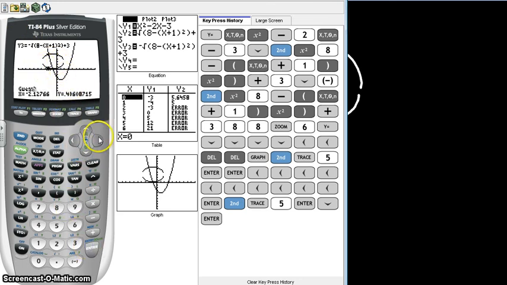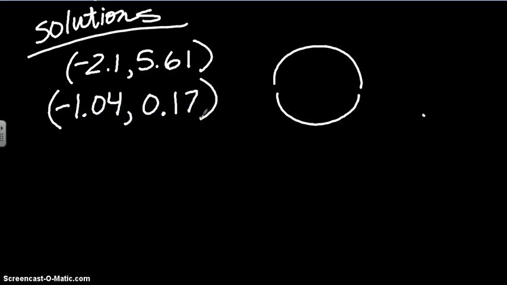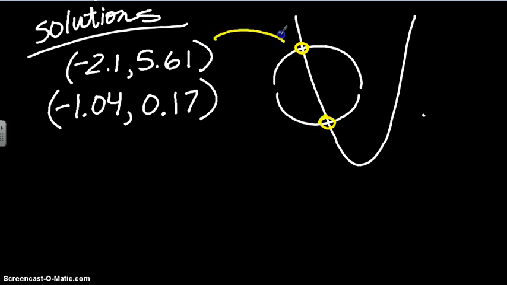And for my guess, I want to move closer to where they intersect. Press enter again. And the point of intersection is negative 1.04 and 0.17. And these are my solutions because they are where, and let me just sketch this real roughly here, they are where my parabola meets this circle. Here and right here. And that's all there is to it.